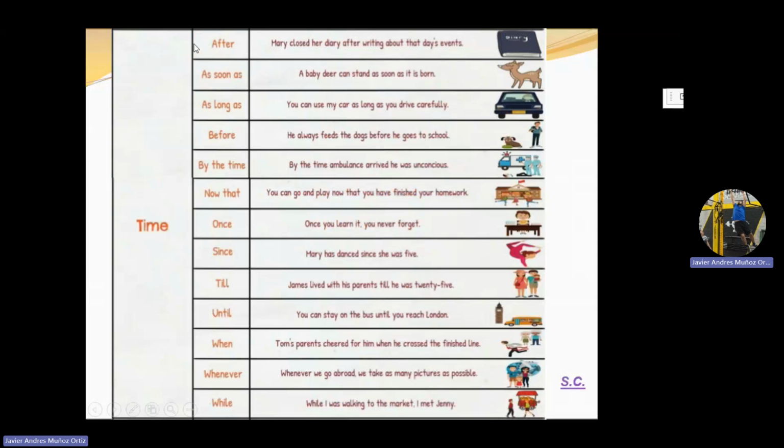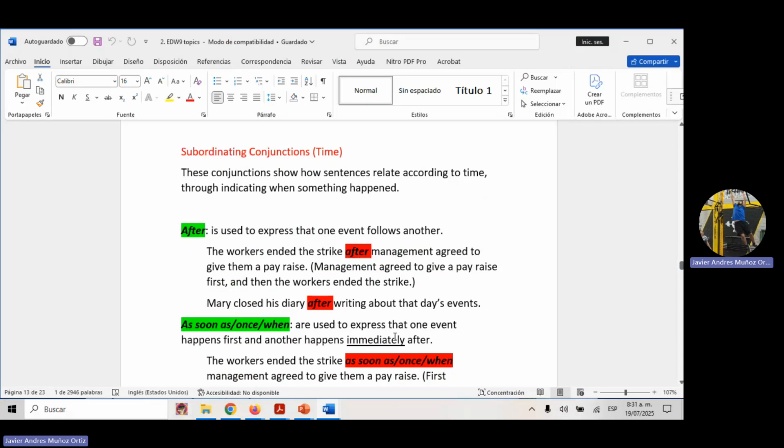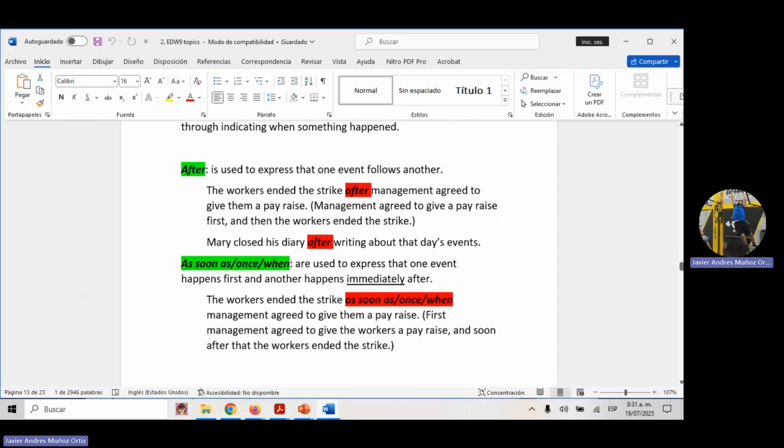So these subordinating conjunctions of time are these. These are the most important ones. After, as soon as, before, once, till, when, whenever, while, and many others. We're going to talk about some of them. Not all of them, but some of them. Okay? Let's begin with after. We use after to mention that something happens next, later, or in other words, to express that one event follows another. Después de, if you prefer.